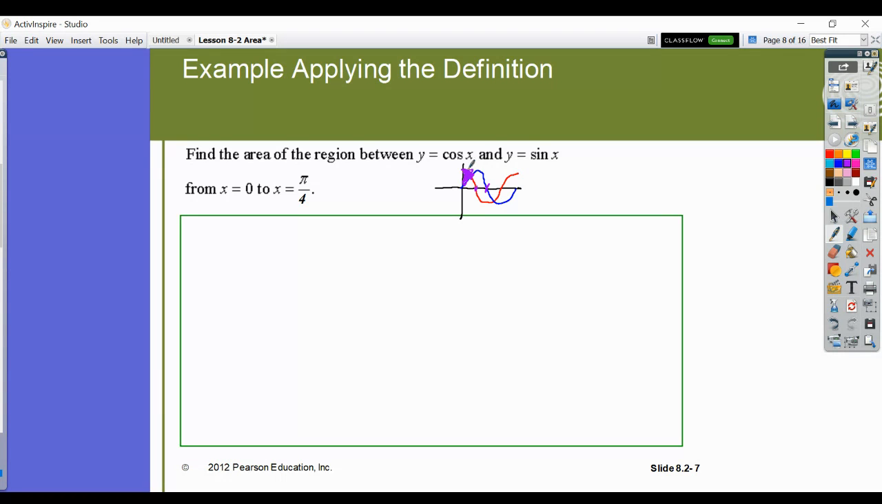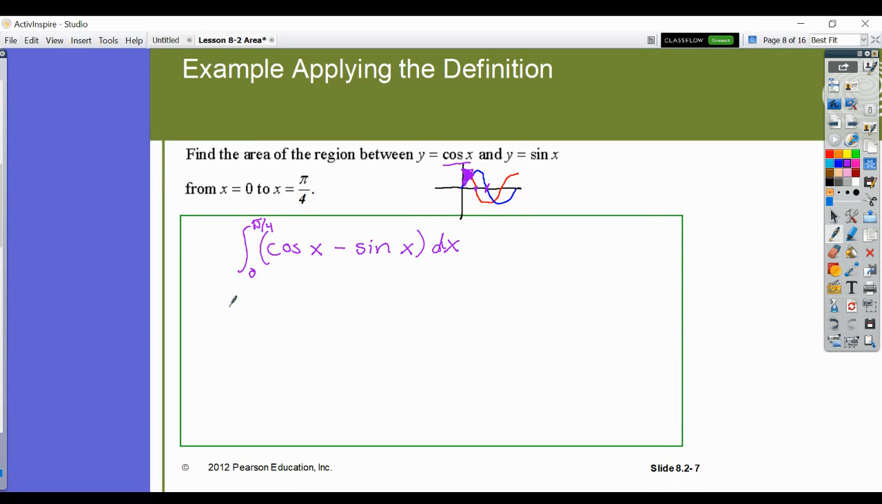So you need to know which function is on top. Since cosine is on top, we're going to start with cosine of x, and we're going to subtract the sine of x. And we're going to integrate that on the interval from 0 to pi over 4 dx. And that's the setup. Now we just have to do that.